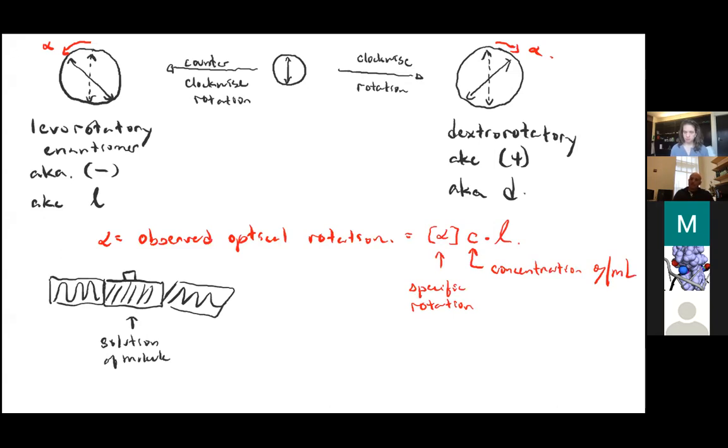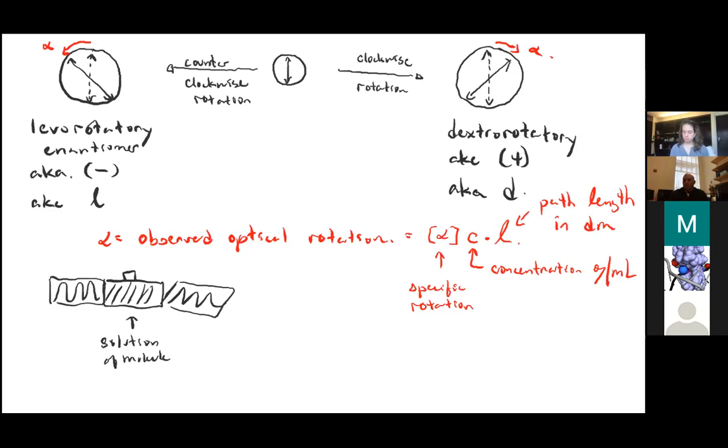It's kind of unfortunate because we use molarity nowadays. This is sort of an anachronism, but it's always expressed in grams per milliliter, and the L is the path length in decimeters, so 10 centimeter increments. So, you can imagine as the concentration goes up, the observed optical rotation is going to increase. As the path length increases, the observed optical rotation will increase.